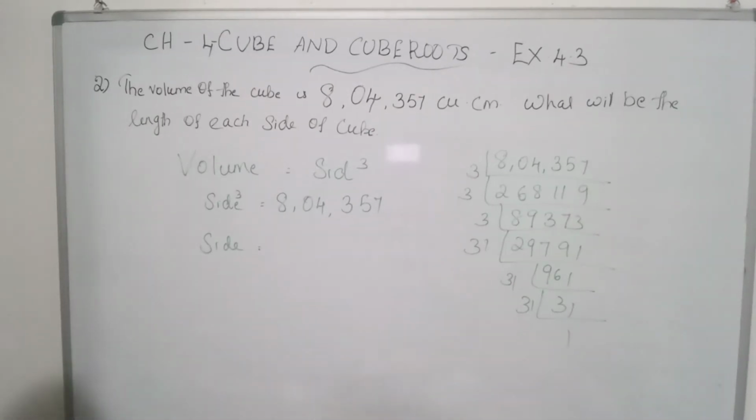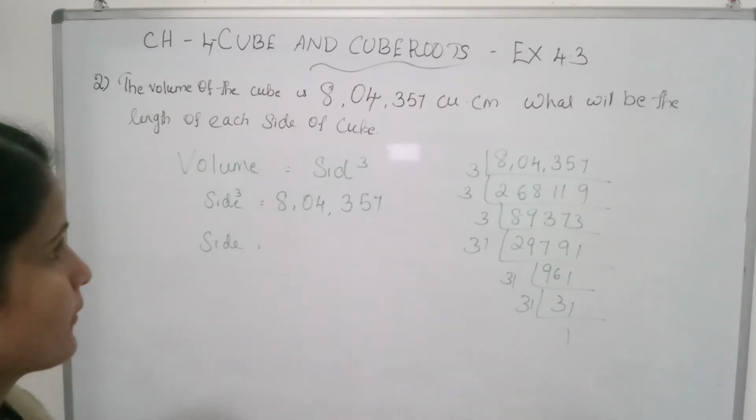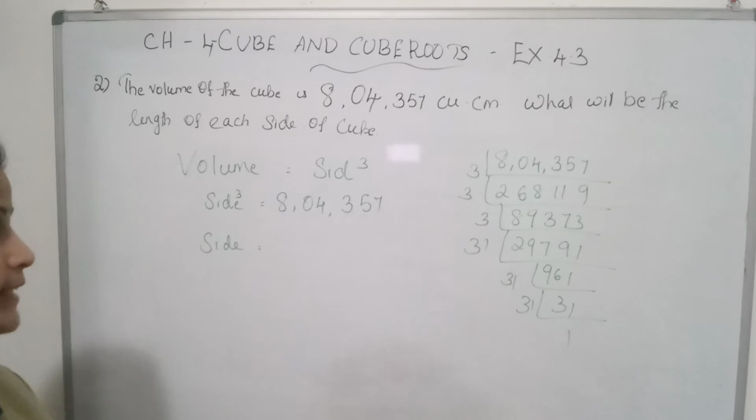Our next question is, the volume of the cube is 8,04,357 cubic centimeter. What will be the length of each side of the cube? Here the volume of the cube is given. What is the formula for volume of a cube? You know, it is a cube means side cube. Side into side into side is the volume of a cube. Our question is, what will be the length of each side of a cube?